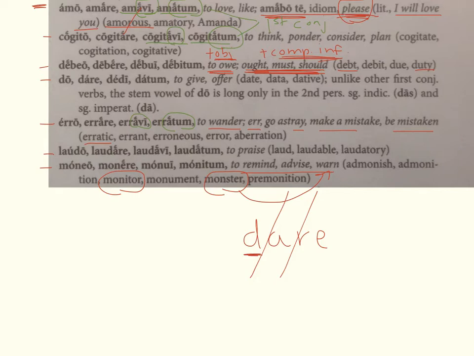One other thing to mention here is if you look at your third principal part, you have monui, and if you have your fourth principal part, you have monitum. And if we look over to our other second conjugation verb in this list that we have right here, you also see debui and debitum, the ui and the itum. So that's a common pattern that you see in second conjugation. So watch out for that pattern as well. It will help you.